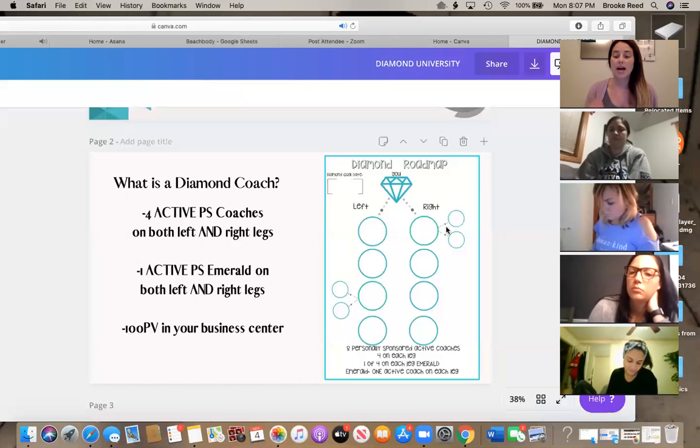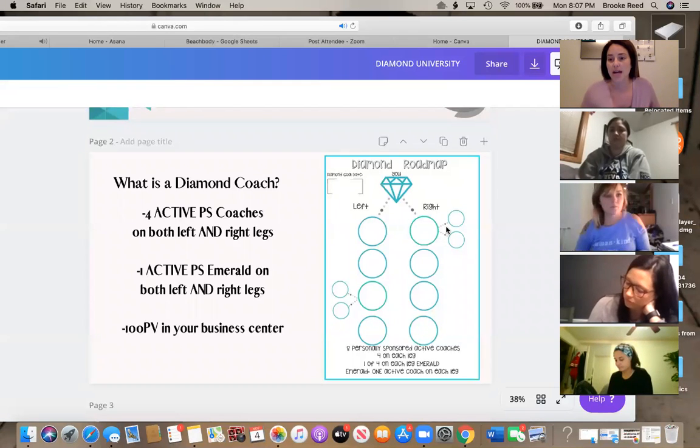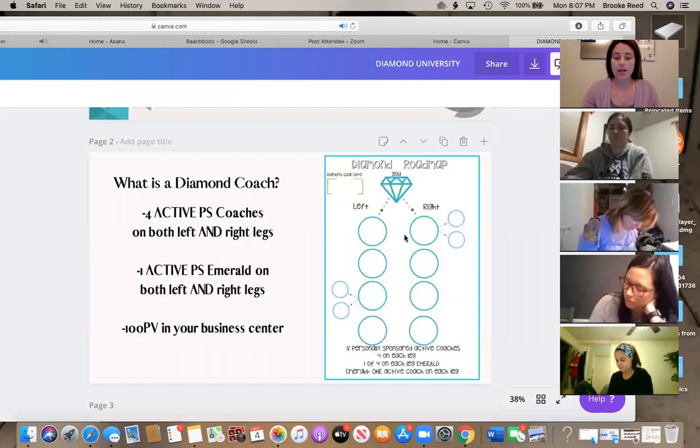So you don't want to just have the 4 people. 4 is great. It's going to help get to diamond, but you want to have at least 2 more people so that you're not always stressing about whether Sally's going to go inactive or whatever. In addition to those 4, so we have 4 here, 4 here, one of those coaches on either leg has to be an active Emerald.